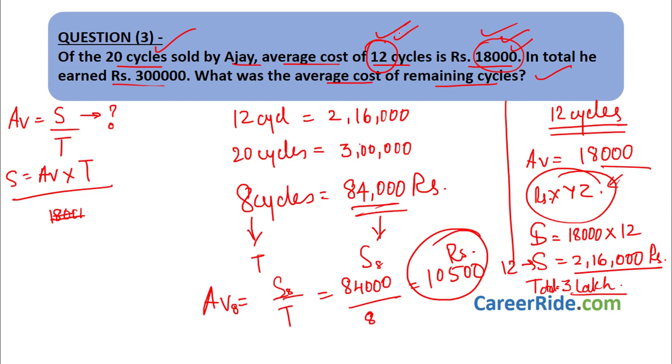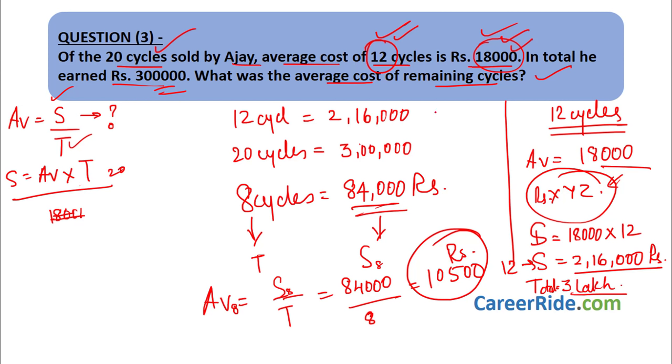Then what does Ajay do? Ajay also sells the remaining 8 cycles, and in total Ajay earns 3 lakh rupees. Now we know average is total sum upon total number of cycles. We know the total number of cycles as 20, but we do not know the average amount for each cycle, or what is the average price for each cycle. We do not know that. So let's see, what do we know?